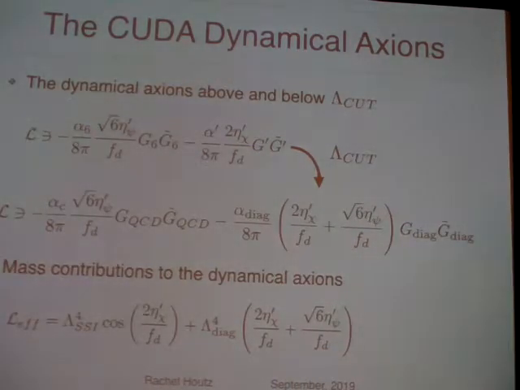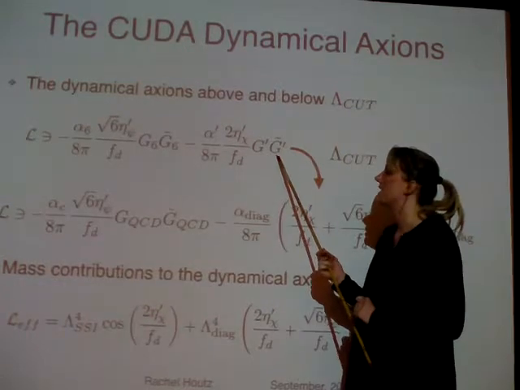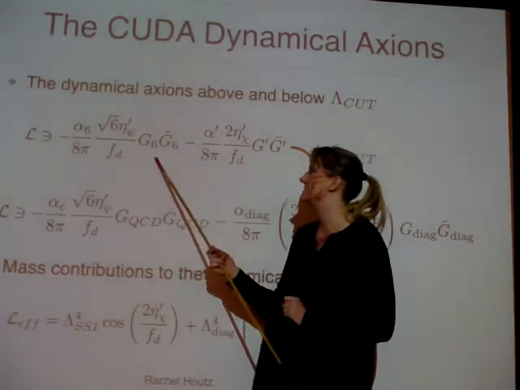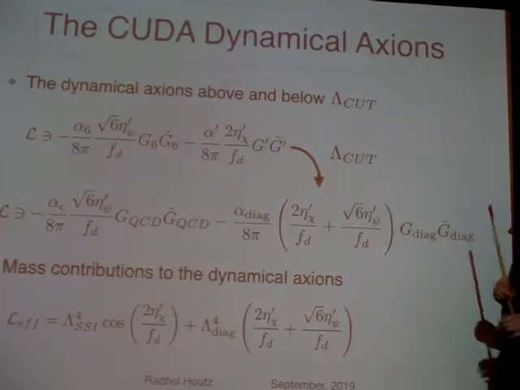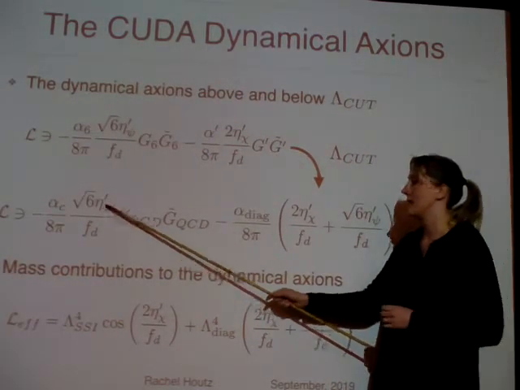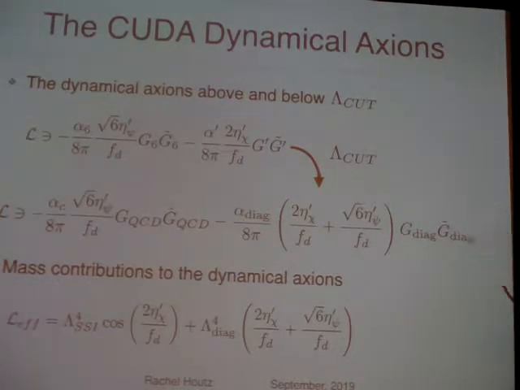And so if you look above the cut scale, the chi talks to the GG tilde of G prime, of the SU3 prime group, and the psi talks to GG tilde of the SU6. And then below the breaking, psi talks to the GG tilde of QCD, and then both psi and chi talk to the confining diagonal group.